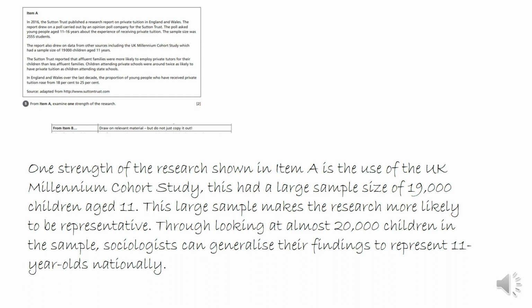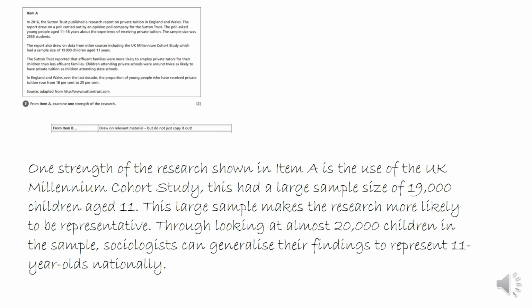So we're saying one strength of the research shown in item A is the use of the UK Millennium Cohort Study. This had a large sample size of 19,000 children aged 11. The large sample makes the research more likely to be representative. Through looking at almost 20,000 children in the sample, the sociologists are able to generalize their findings to represent 11-year-olds nationally.